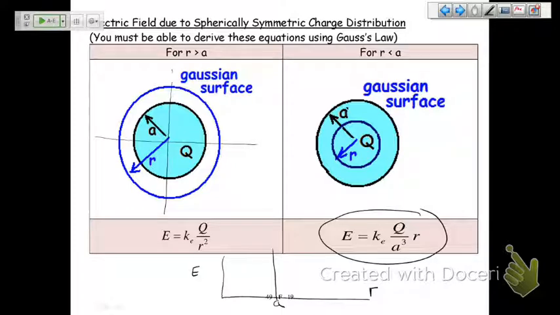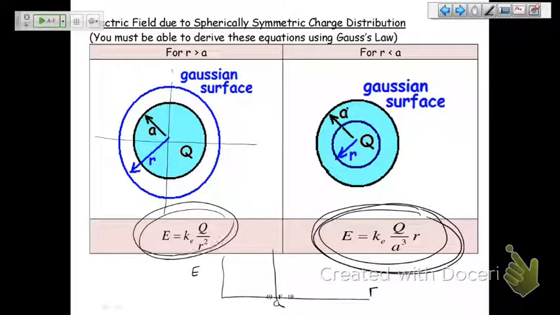Okay? For which equation? For both of them. When you're inside, you're going to use that equation. When you're outside, you're going to use that equation. So outside, I know it's an inverse square law, yeah? Inside, how does this E change with radius? Remember, for a given problem, A is fixed. So as you change R, how does E change? Linear. So it goes like that, doesn't it?